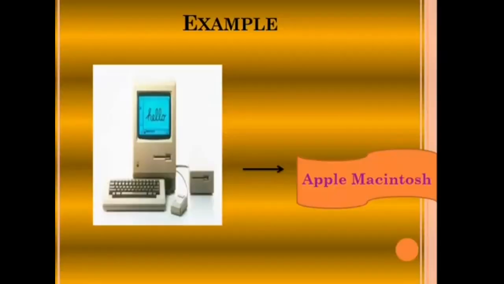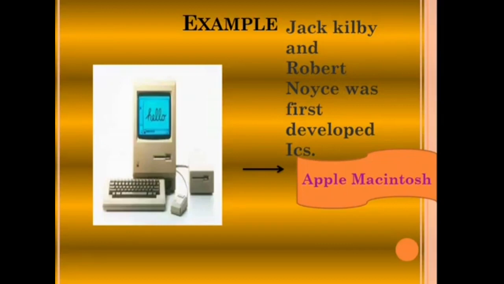Now let's see the example. The example of this is Apple Macintosh. This is the example of Apple Macintosh for the fourth generation. Jack Kilby and Robert Noyce first developed the integrated circuits. So they can ask who developed the integrated circuit. Jack Kilby and Robert Noyce first developed this IC, that is the integrated circuit.